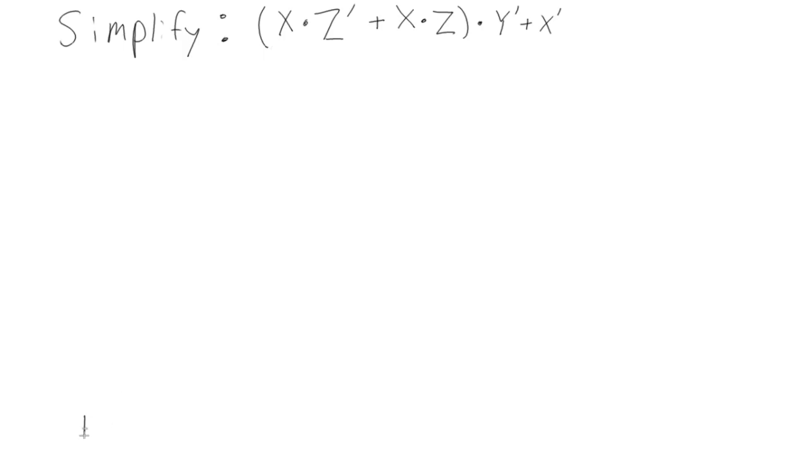And just as a reminder, theorem 10 is x and y ORed with x and y prime equals x. Now, of course, we don't have y in these parentheses, but we do have z prime and z. And if you swap around, it's kind of the same form. So we know that this now simplifies to x.